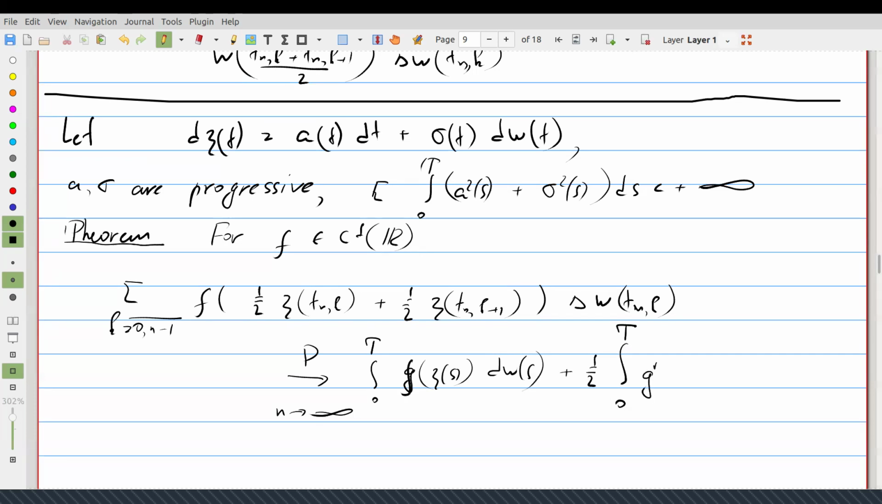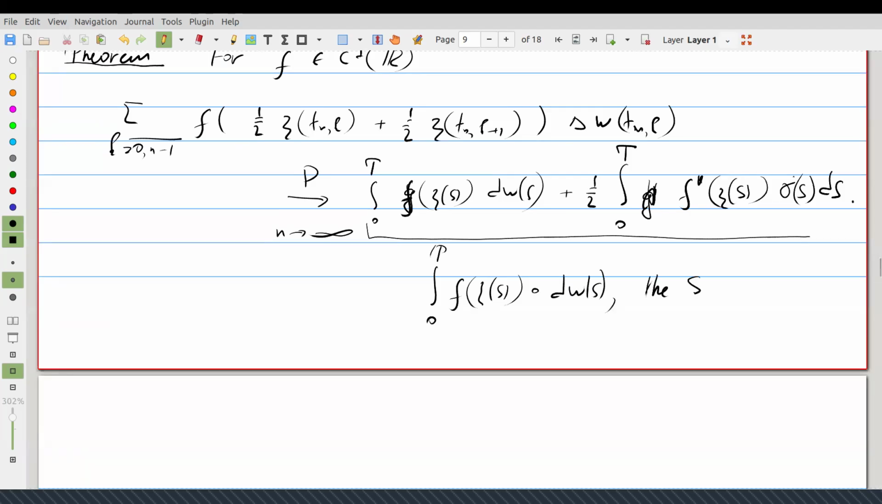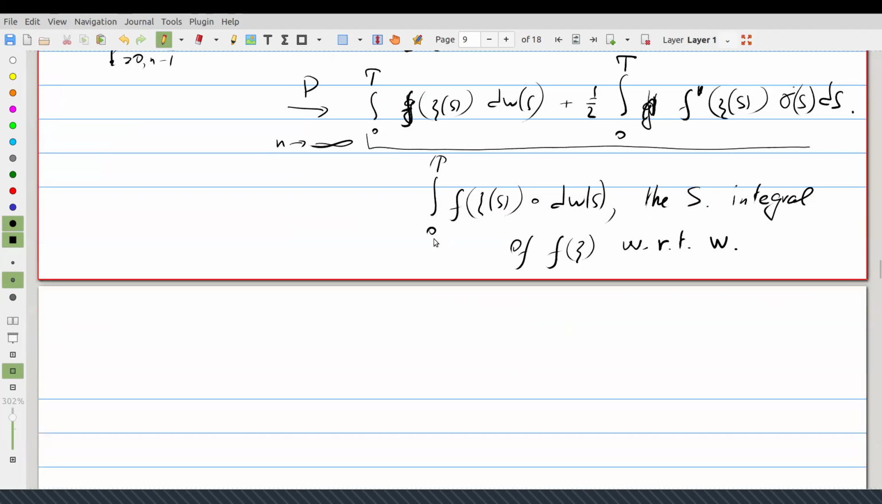Why am I writing f prime psi of s sigma s ds? Now this expression is often denoted as f psi s dws, the Stratonovich integral of phi psi with respect to w. So this is the definition of this expression.